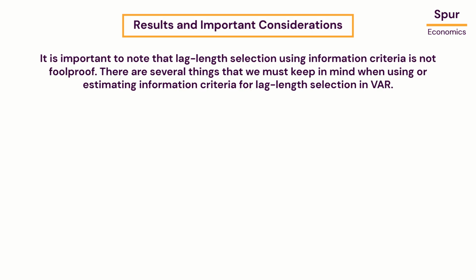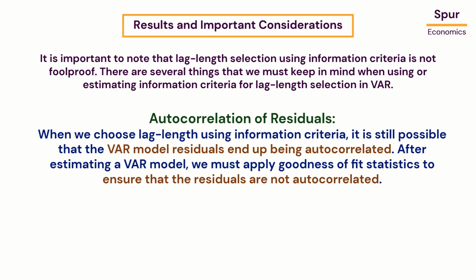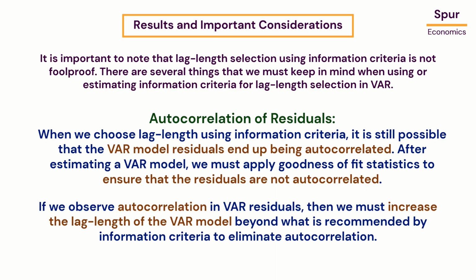It is important to note that lag length selection using information criteria is not foolproof. There are several things that we must keep in mind when using or estimating information criteria for lag length selection in VAR. When we choose lag length using information criteria, it is still possible that the VAR model residuals end up being autocorrelated. After estimating a VAR model, we must apply goodness of fit statistics to ensure that the residuals are not autocorrelated. If we observe autocorrelation in VAR residuals, then we must increase the lag length of the VAR model beyond what is recommended by information criteria to eliminate autocorrelation.